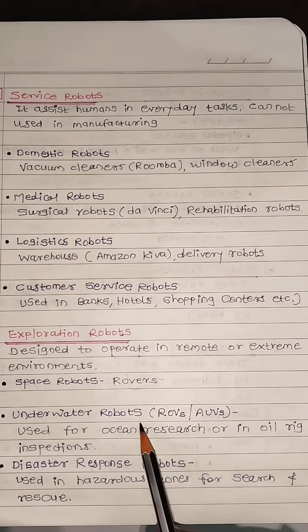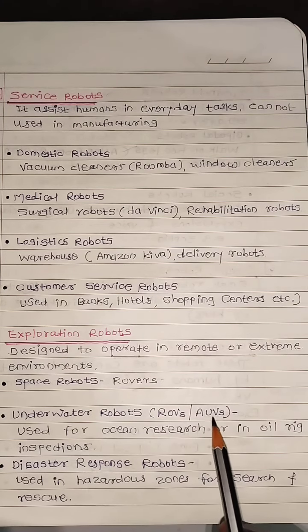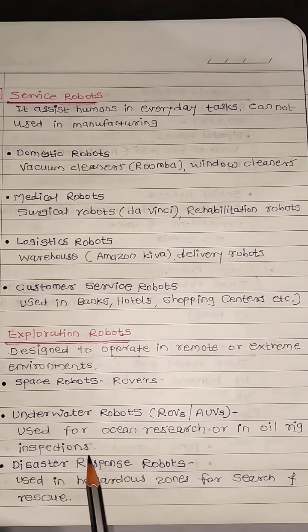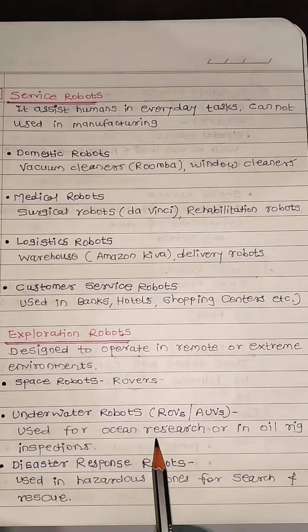The next one is underwater robots, that is ROVs or AUVs, used for ocean research or oil rig inspection. Oil rig inspection or ocean research is a very critical task for humans, so robots called underwater robots can be used, and these come in the category of exploration robots. The next one is the disaster response robot, used in hazardous zones for search and rescue operations. Search and rescue operations are also dangerous for human beings, and humans cannot work there easily. So for this purpose, disaster response robots can be used easily.